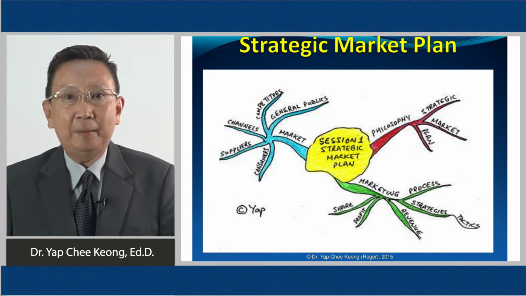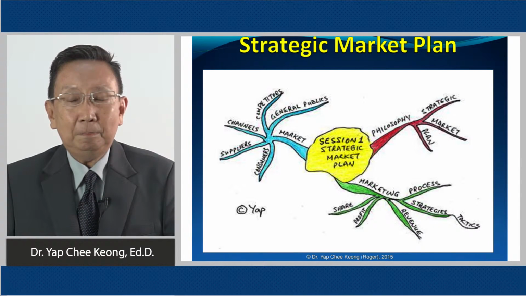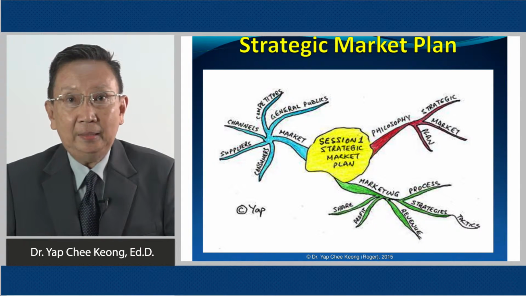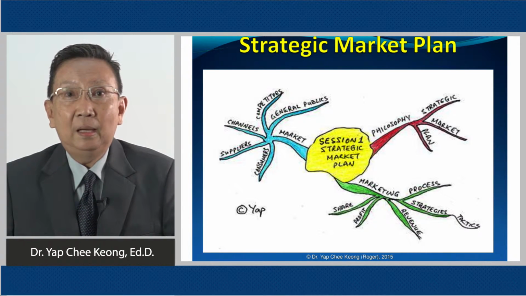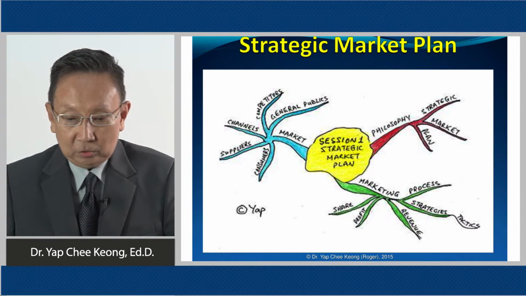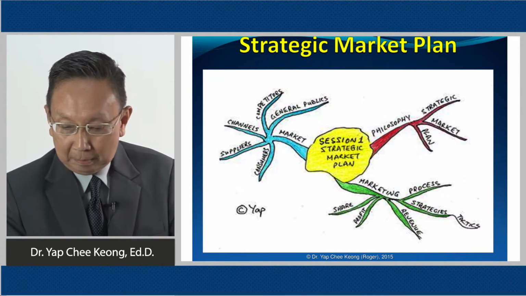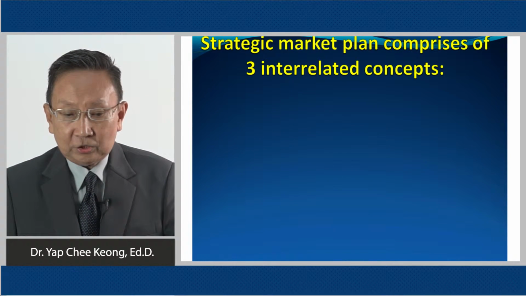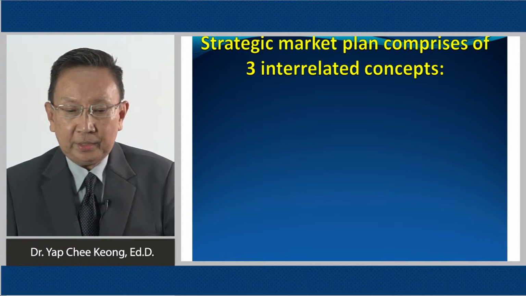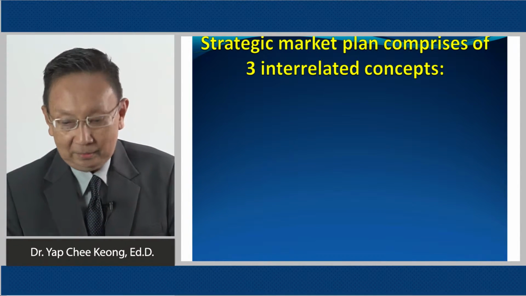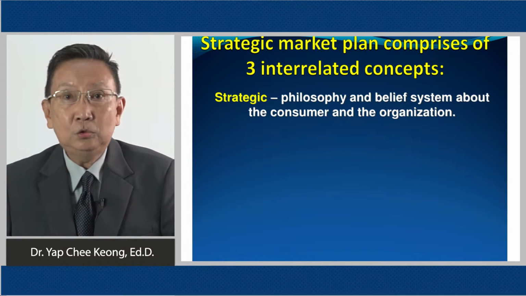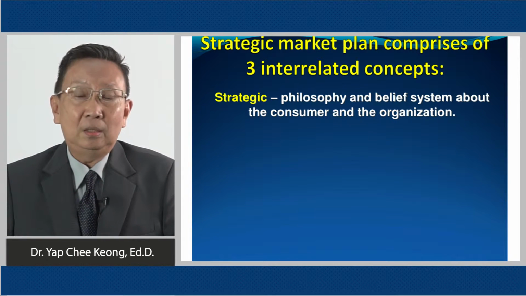As we can see in this mind map, there are three components: the first one, philosophy on strategic market plan, the second is the marketing concept, and the third is the market concept. The difference is in the "ing". So strategic market plan comprises three interrelated concepts. What are they? Strategy, philosophy, and belief system about the consumer and the organization that we represent.